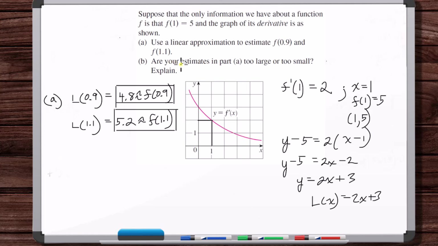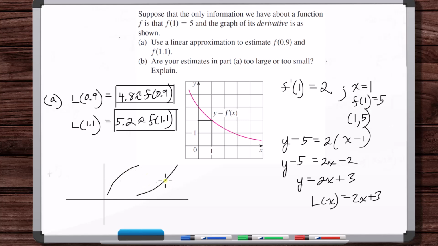Okay, are your estimates too large or too small? Explain. Well, I feel like we don't have enough information here because, okay, we know the derivative is positive. That's fine. So since it's positive, we know that the function f of x is increasing. But it's going to be increasing in one of two ways. It's either going to be increasing like this, or increasing like this. So this is about the second derivative. The second derivative is going to be either negative or positive. This is the negative. This is the positive.